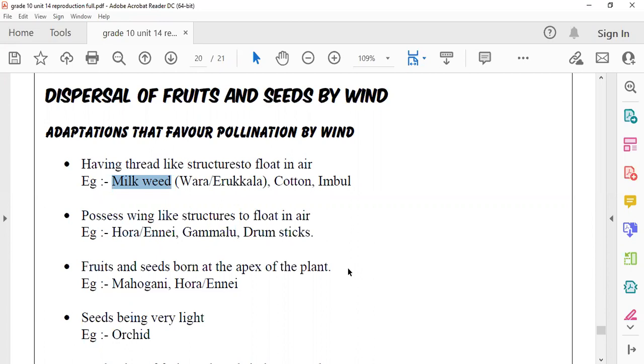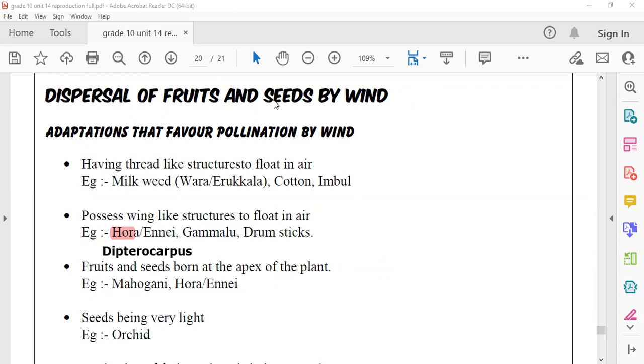And further, once you come to the next one, wing-like structures are there. In wing-like structures, the plant is the horror plant. In English or in scientific, it is called dipterocarpus. On the internet, you have to search for the word dipterocarpus. Then you will get the correct diagram.